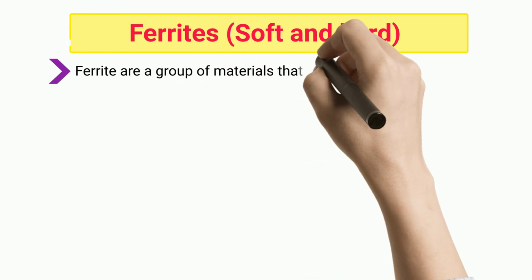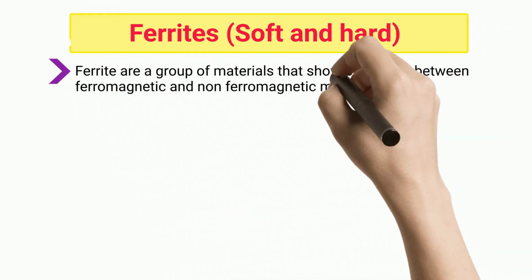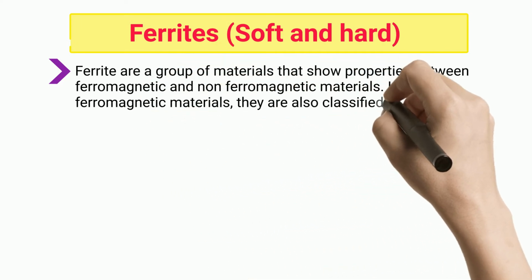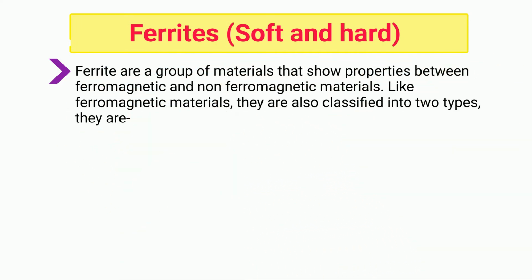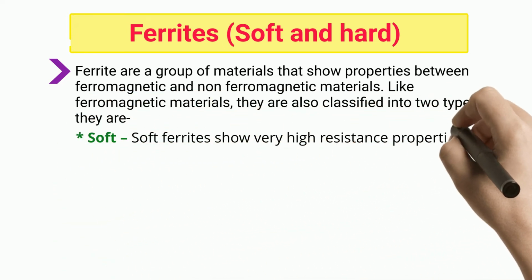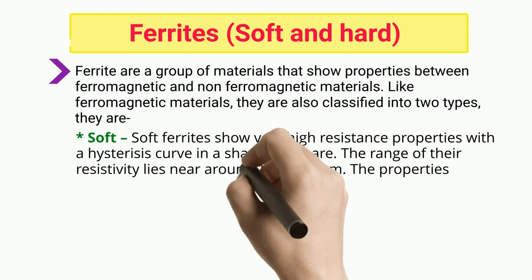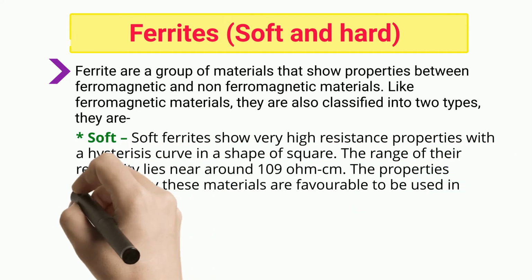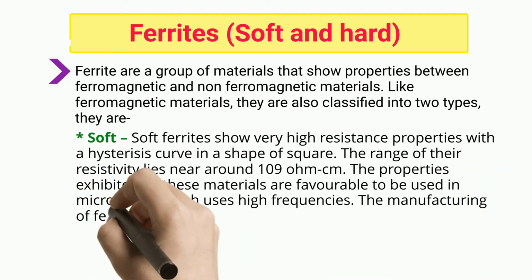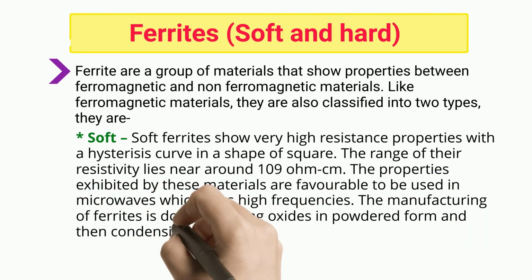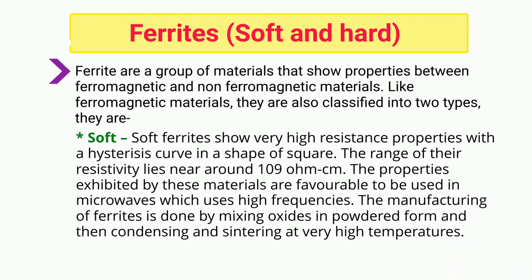Ferrites, soft and hard. Ferrites are a group of materials that show properties between ferromagnetic and non-ferromagnetic materials. Like ferromagnetic materials, they are also classified into two types. They are soft. Soft ferrites show very high resistance properties with a hysteresis curve in the shape of a square. The range of their resistivity lies around 10^9 ohm/cm. The properties exhibited by these materials are favorable to be used in microwaves, which use high frequencies. The manufacturing of ferrites is done by mixing oxides in powdered form and then condensing and sintering at very high temperatures.